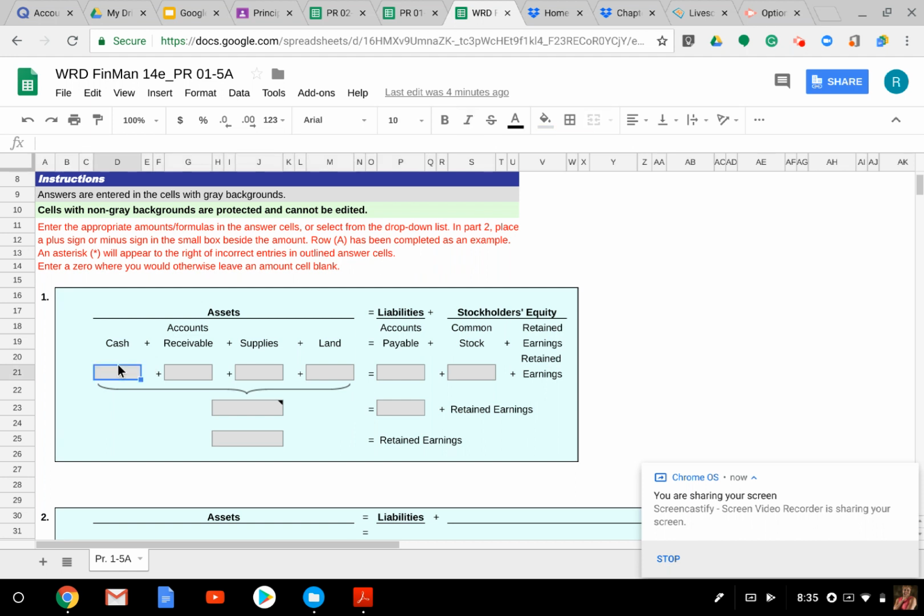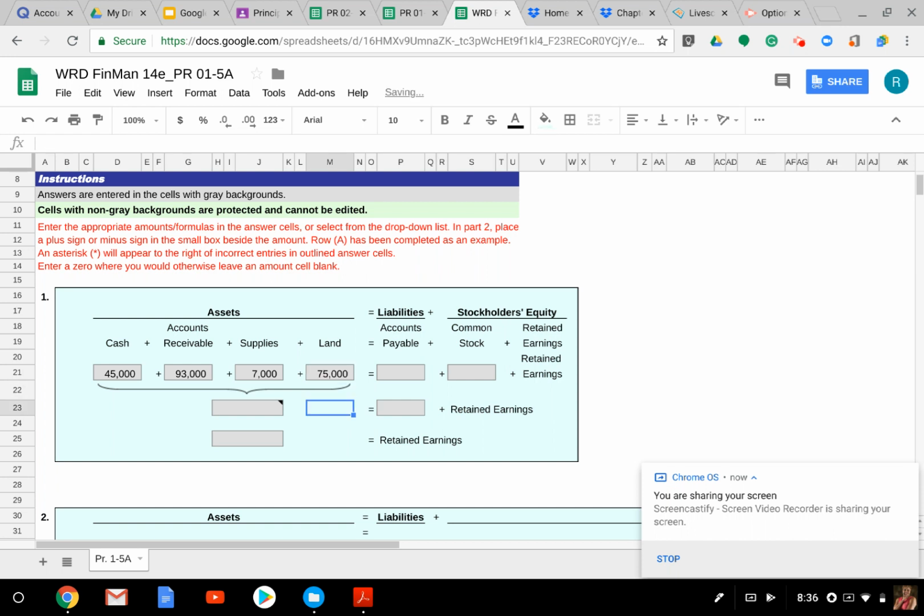Beginning cash for problem PR15A is $45,000. So we plug that number in part 1. Then we're going to add accounts receivable, which is $93,000. Let's go back and correct. Take out a 0, $93,000. Then we have supplies of $7,000 and land of $75,000.